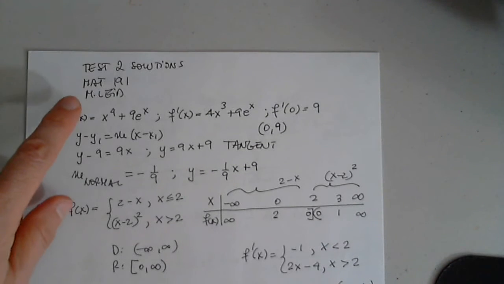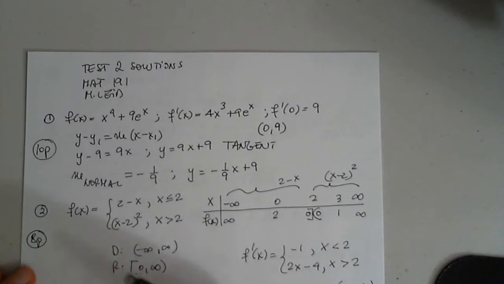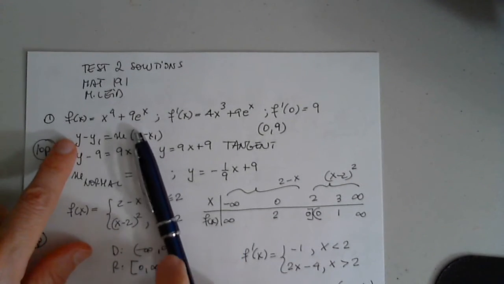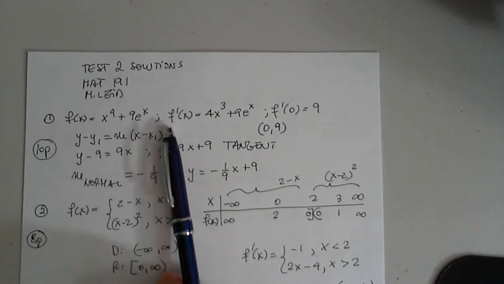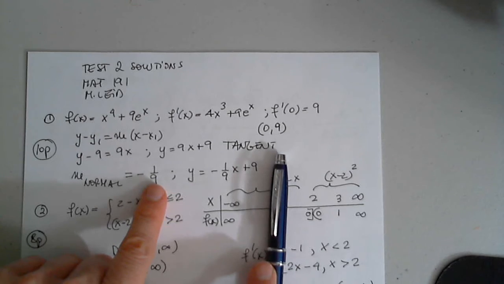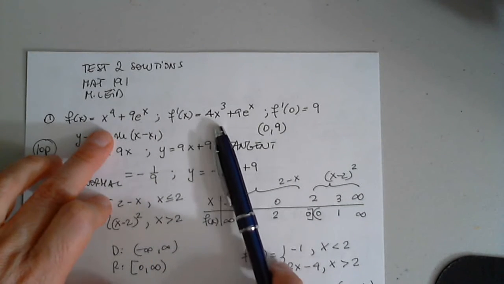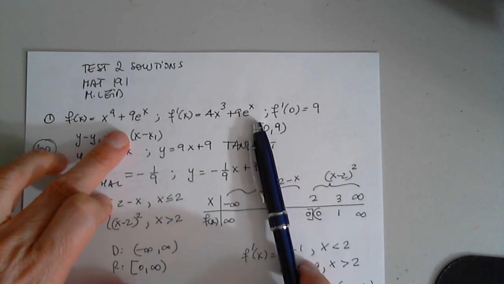Okay, these are test 2 solutions, and we were given a function. We were asked to find the tangent line, the equation of the tangent line to the point (0, 9), and also the normal line at that same point. So we differentiate the function 4x^3 plus 9e^x.